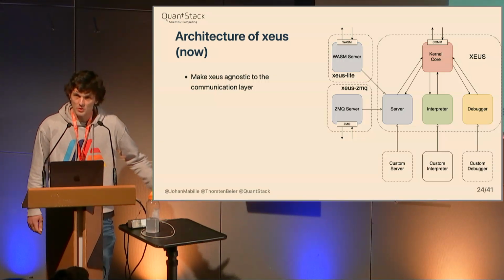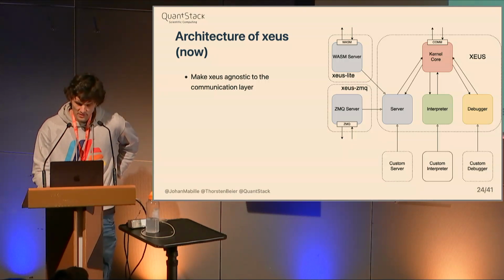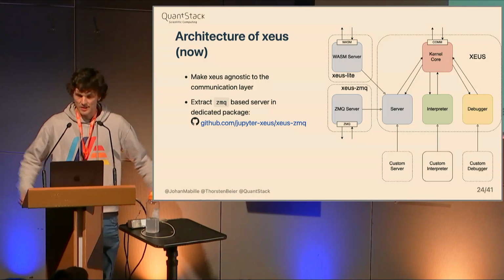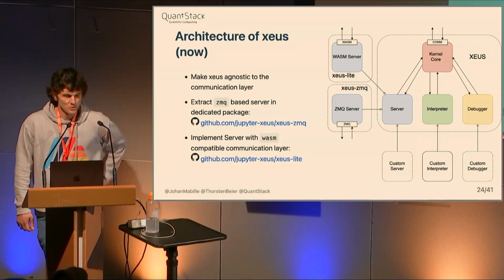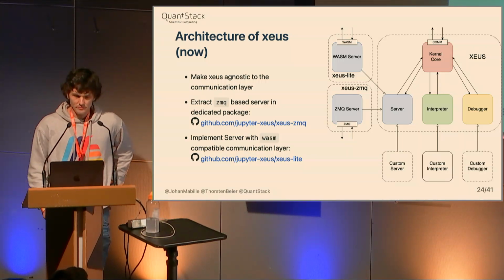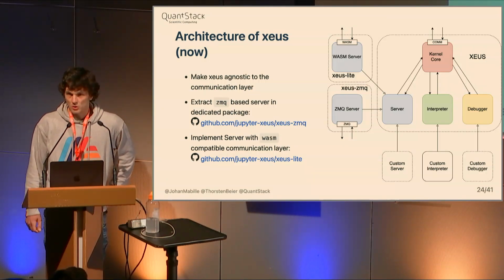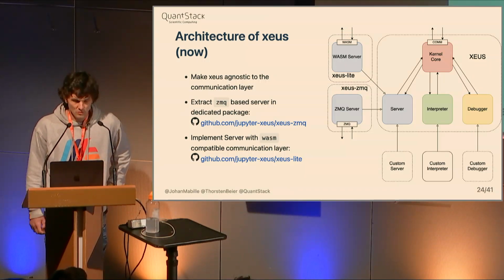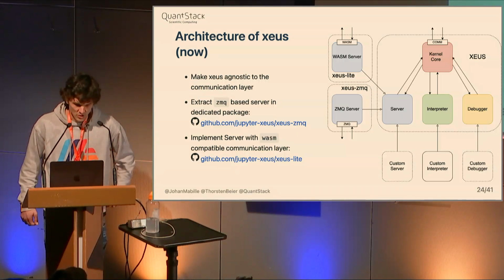So so far, the communication was exclusively done with 0MQ, and we extracted that and created first a dedicated server just for 0MQ. So that's like the classical old school Xeus. And then we implemented a new server which is compatible with Wasm. And we call this JupyterLite. And instead of sending the things via 0MQ, we are compiling the things with Emscripten. This spits out a Wasm file and a JavaScript file. And essentially the communication instead of 0MQ is then just plain JavaScript function calls.